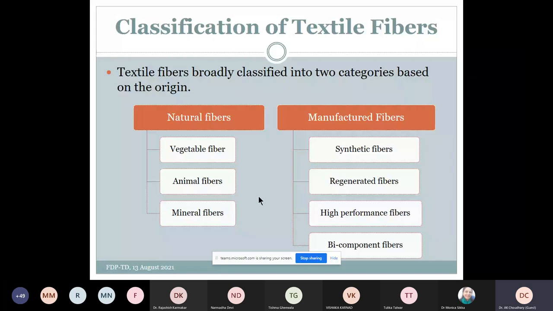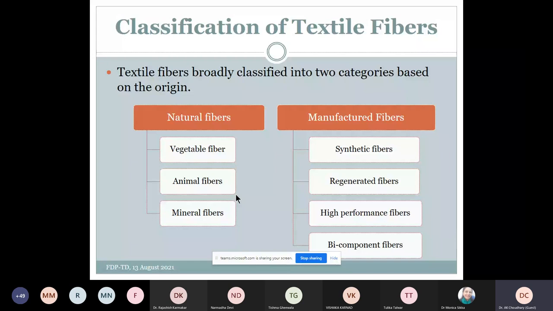this is simply, as the name makes clear, a regeneration. Regeneration means the raw material used for such type of fiber is again from natural sources, but not in the form of fibers. They are found in the trees, or they are found in the wood pulps.